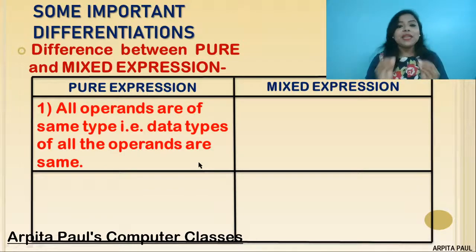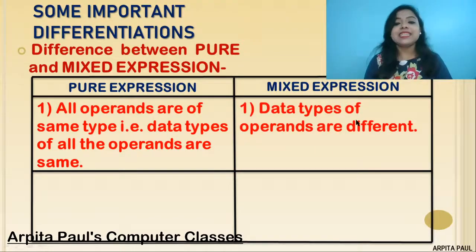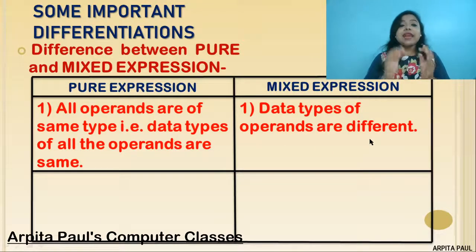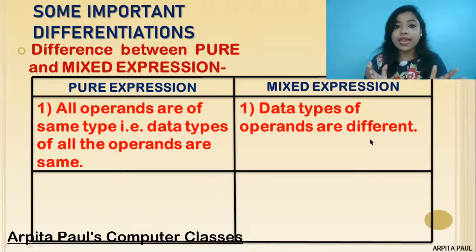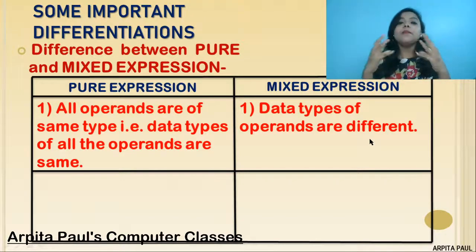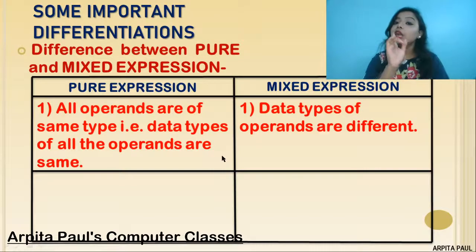So how many variables you are using, all the variables will have the same data type in case of pure expression. Whereas in mixed expression, the data types of operands are different. That can be different data types. So here it is called mixed because there are many data types. And in case of pure expression, there is only one data type.